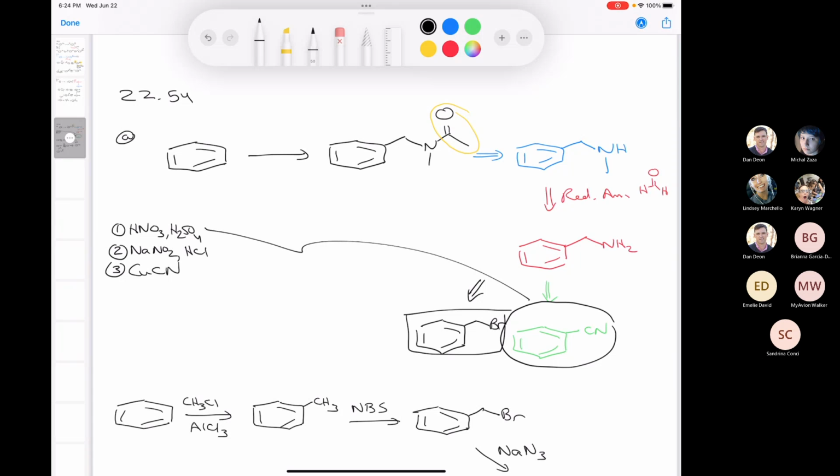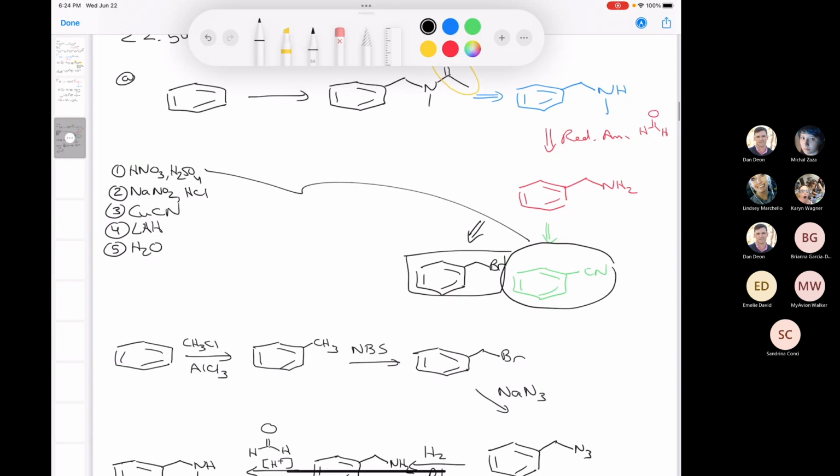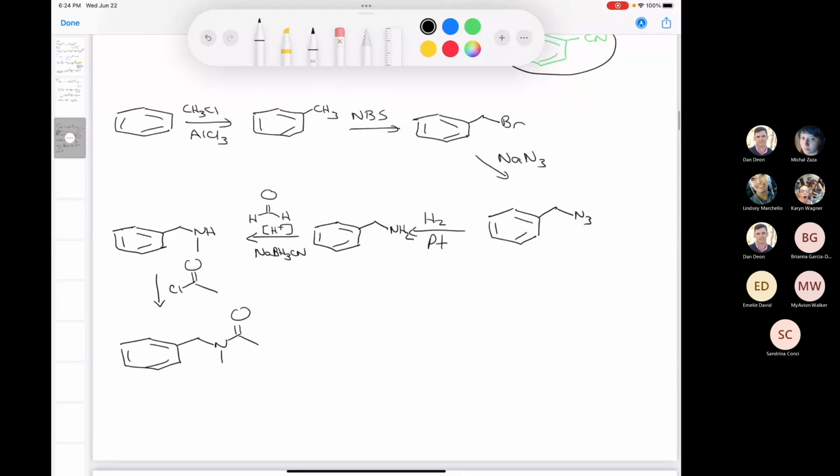And then you would just treat this with lithium aluminum hydride followed by water. And that would give you the amine. Okay, nothing more than that. So you take benzene, you do all this, then you end up with the amine, and the rest is going to be the same no matter what, this step and this step. Any questions about that one?